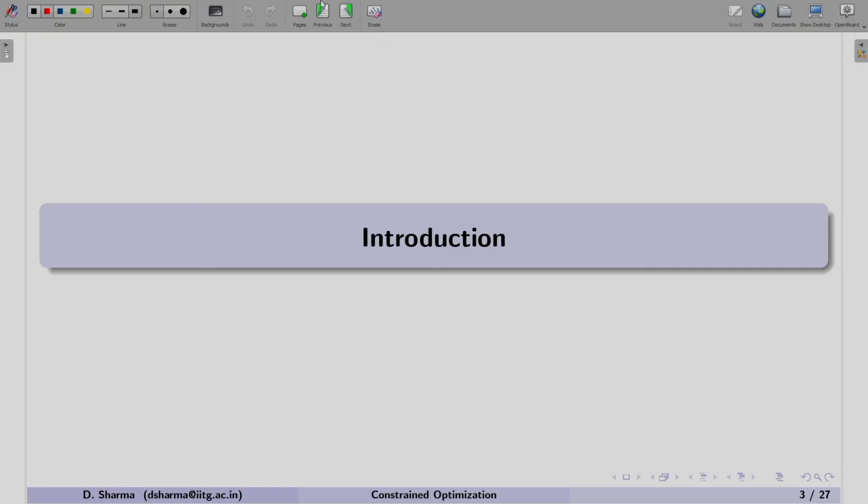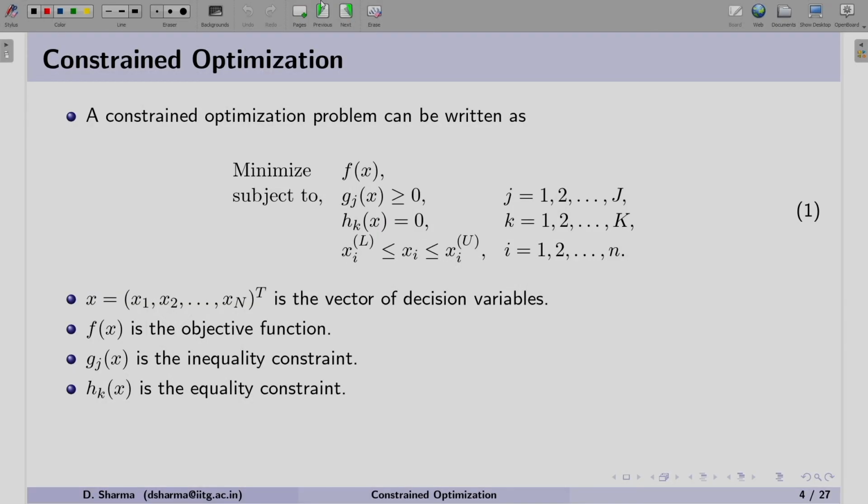So, let us begin with the introduction on constraint optimization. Now, as we can see here, a constraint optimization problem can be written as minimization of the function f(x), and this particular problem is subjected to inequality constraints, which are represented as Gj of x, and the total number of such inequality constraints we can have is capital J. Similarly, we can have equality constraints, and we can have multiple equality constraints, which is represented by capital K.